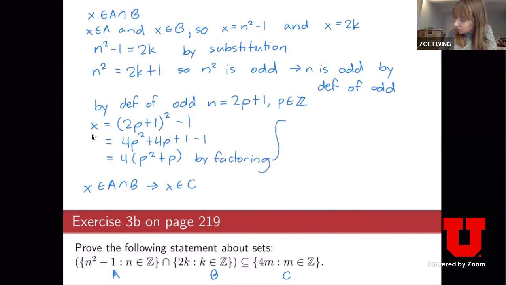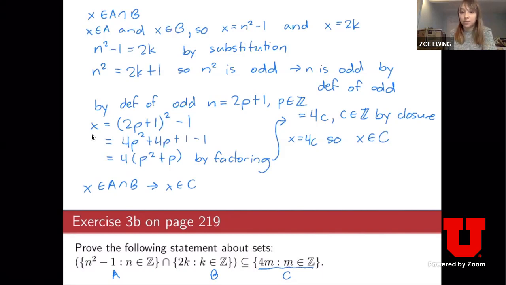And then I'm just gonna move us up to this side. Now we can use closure. So x equals 4c, where c is in the set of integers, by closure. And now we've got that x equals 4c. So that means x has to be in the set C, because that's the same form that C takes.